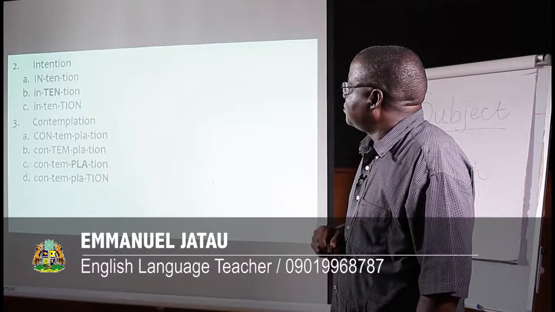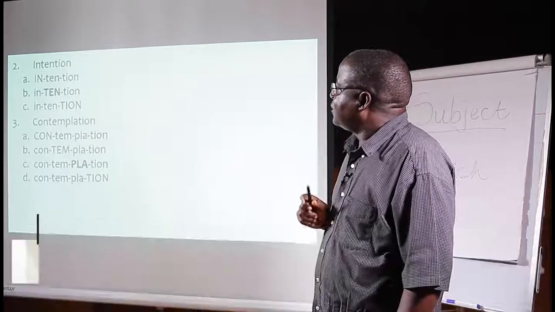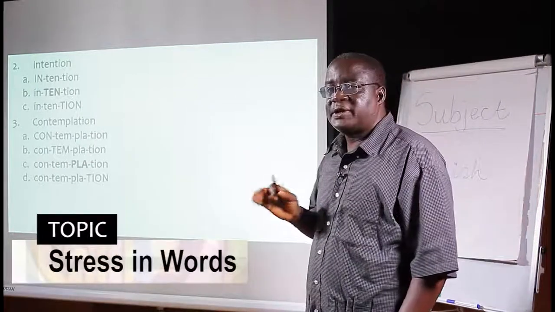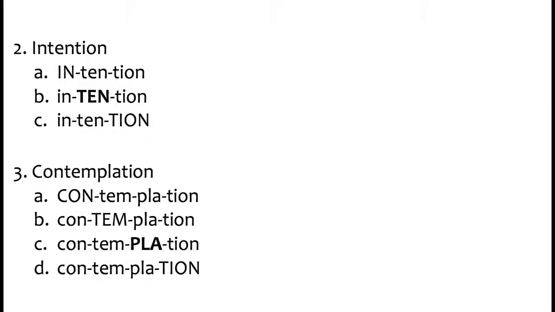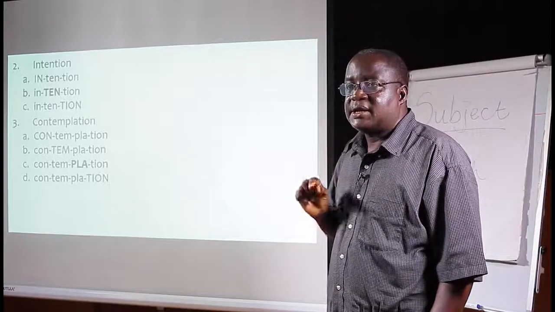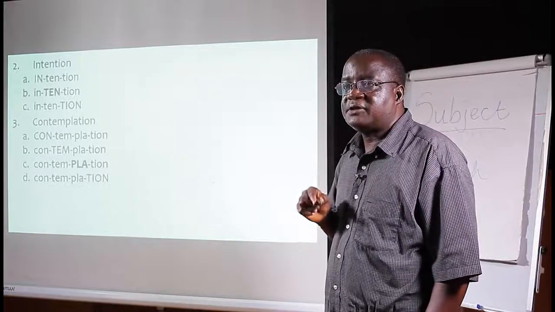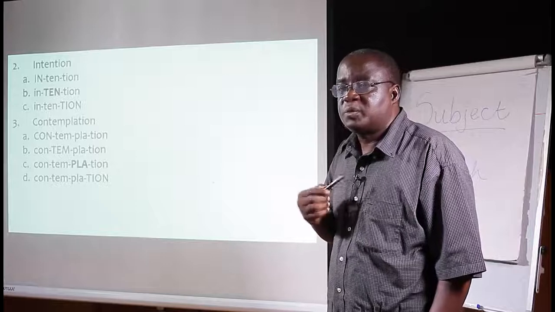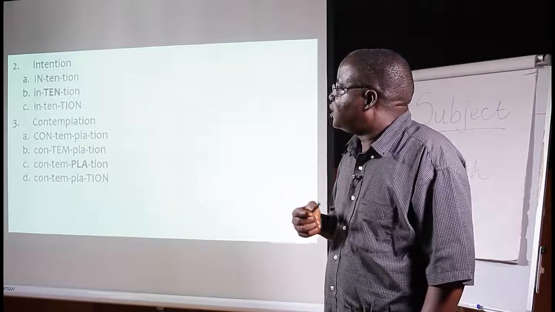Number 2. This one is also having 3 syllables. Intention. You will notice that B is also highlighted to indicate that that is the place that receives the greater emphasis if the word is to be produced. So when we produce the word intention, that is the place where the primary stress lies.